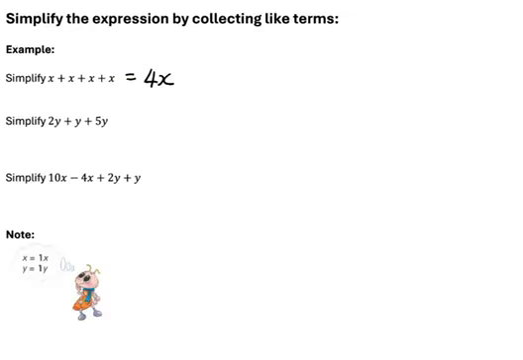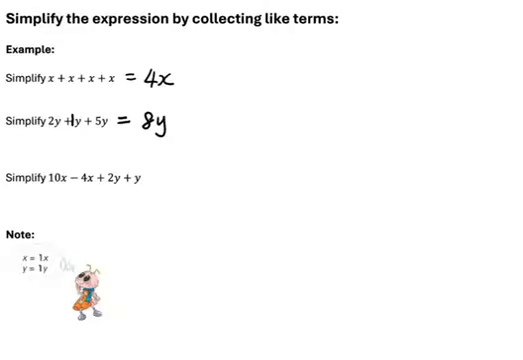Next one, I have 2y plus 5y. They all have the y, so they are like terms and I can add them together. I have 2 of them plus an invisible 1 plus 5 of them. Altogether I have 8 of them, so it is 8y. Now let's look at the next one. Simplify 10x minus 4x plus 2y plus y.